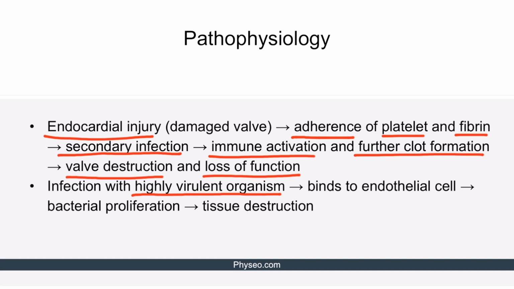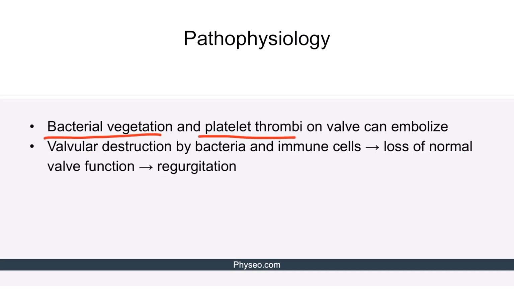This is possible because the bacteria are able to bind to the endothelial cell using extracellular binding proteins and then be internalized into them. Once internalized, they are able to avoid host immune responses and can proliferate uncontrollably, which leads to tissue destruction and loss of function of the normal heart valve. The bacterial vegetation, platelets and fibrin mixture on the valvular surface can embolize to various regions of the body, such as brain, kidneys, intestines, or lungs, and can cause infarction. The resulting valvular destruction caused by bacterial proliferation and the host immune response leads to regurgitation, affecting normal cardiac physiology.